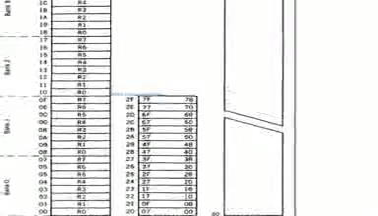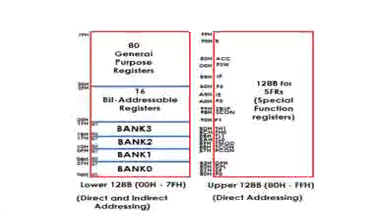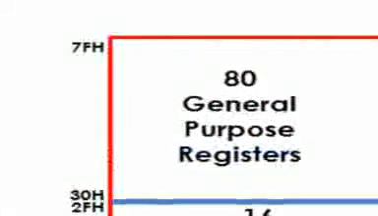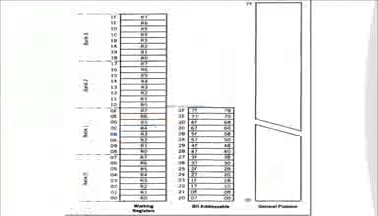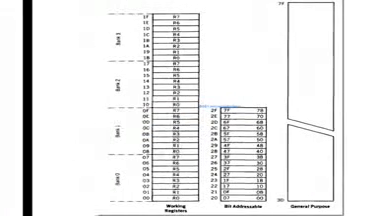Next, the last is general purpose, that starts from 30H, ends at 7FH. So see, this general purpose area is starting from 30 ending at 7FH. Okay, so in detail if we see, you get that.